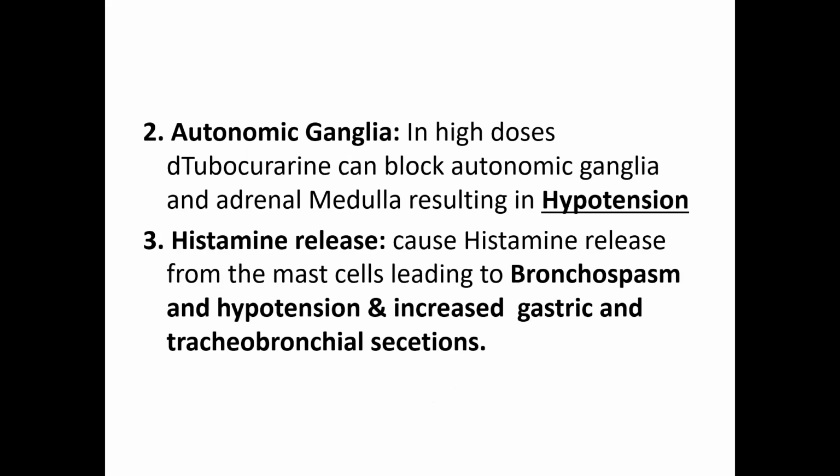And D-tubocurarine, in higher doses, can block the autonomic ganglia and adrenal medulla. What happens if the autonomic ganglia are blocked? The adrenergic transmission is inhibited, and it will lead to hypotension. And this drug causes the release of histamine from the mast cells. Because of this histamine release, it will lead to bronchospasm, hypotension, and increased gastric and tracheobronchial secretions.